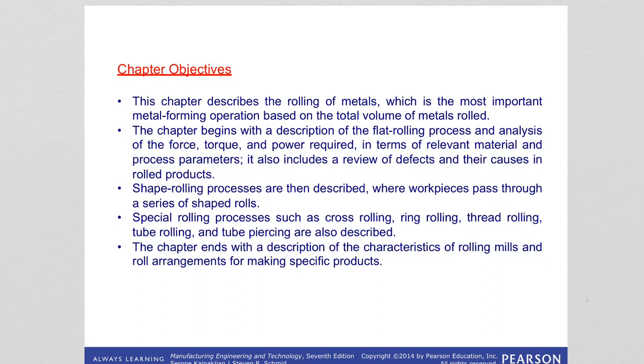So in this chapter, we're gonna learn about rolling of metals, which is the most important metal forming operation. And we will begin with the flat rolling process, and we're gonna do mathematical analysis of it. Like what are the forces, how forces are affecting the process, what is the power required, how we can change the power, or can we reduce the power, and what are the defects that we observe in the rolled products? After those descriptions of flat rolling, we're gonna look at the shape rolling process, and then we're gonna look at special rolling processes such as ring rolling, cross rolling, thread rolling, and we're gonna end with a description of the rolling mills and how the rolls sometimes are arranged to make specific products.